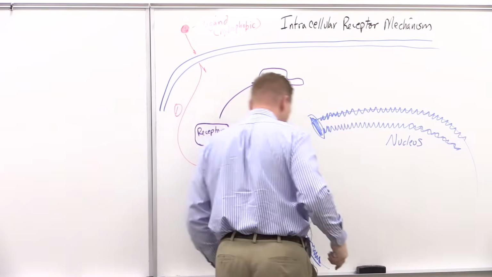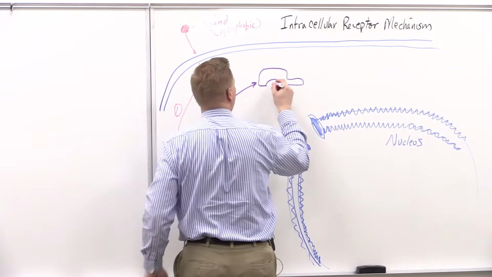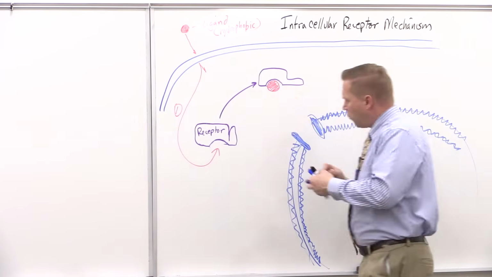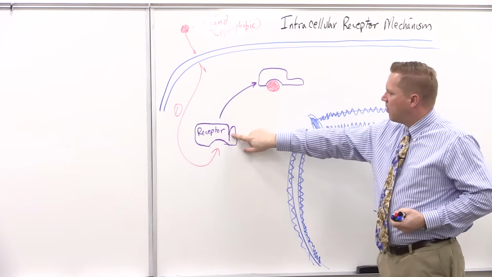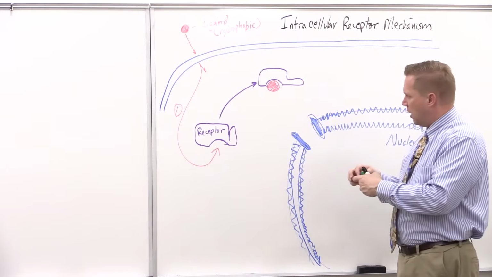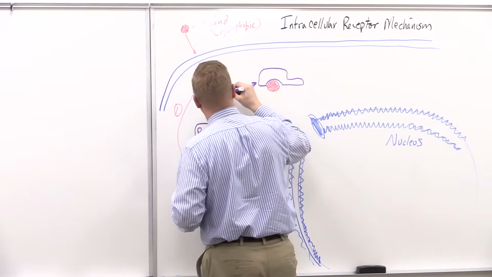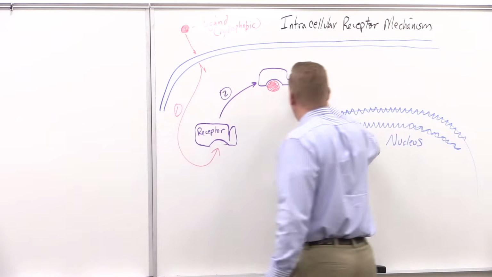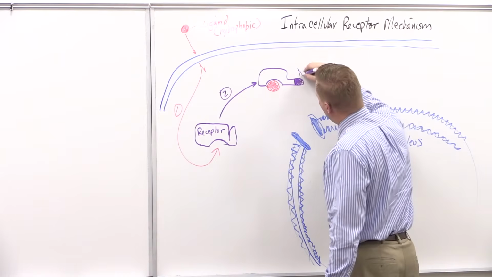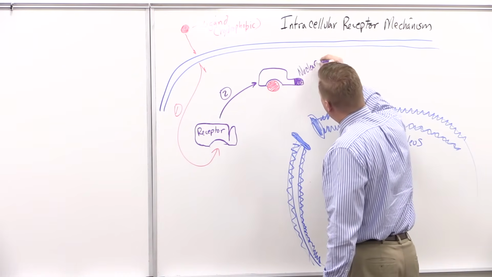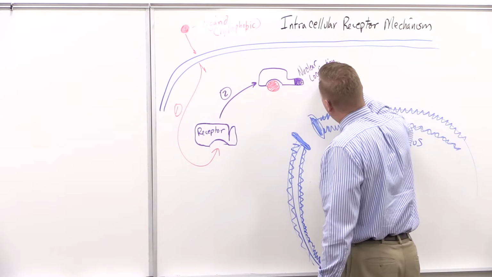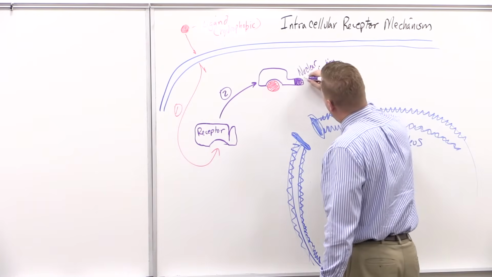And so here we're going to show the bound form. So notice when the ligand binds, then this little appendage is going to stick out. And so this appendage right here, we get a conformational shift. And then that appendage happens to be called a nuclear localization signal, or NLS for short.